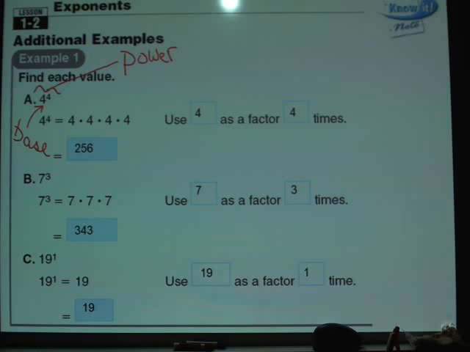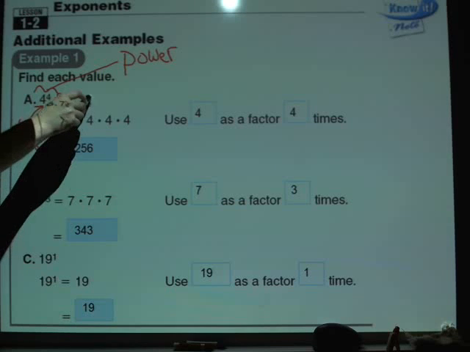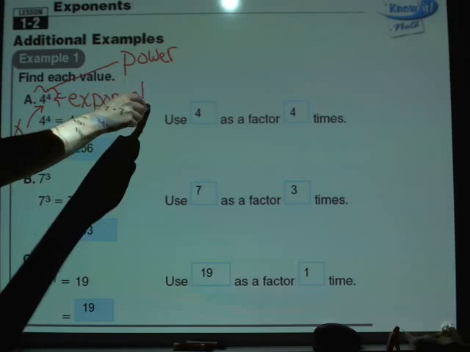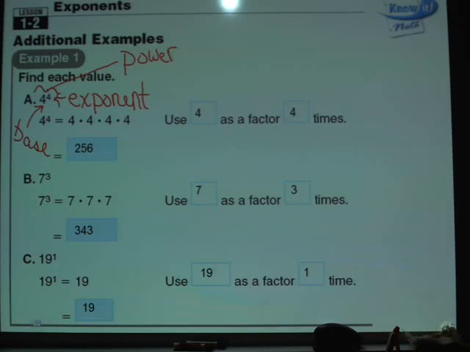It's not a problem like 2 times 3 times 6 times 7. It's a bunch of 4s. How many 4s? Well, that's what the exponent tells us. That's the little number here. The exponent tells me how many times I'm going to use that base in the multiplication problem. Now, perhaps this first example is not so great because they're both 4s and it doesn't give us a lot of clarity. So let's skip down to B for a minute.